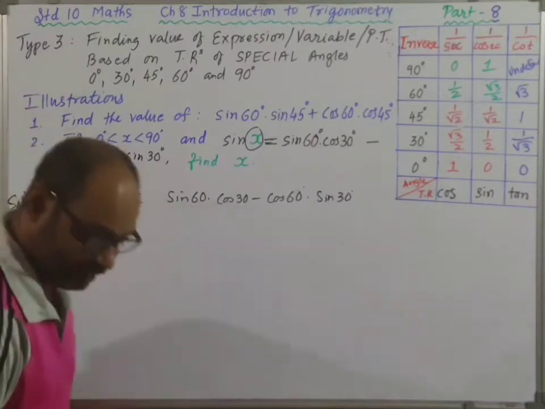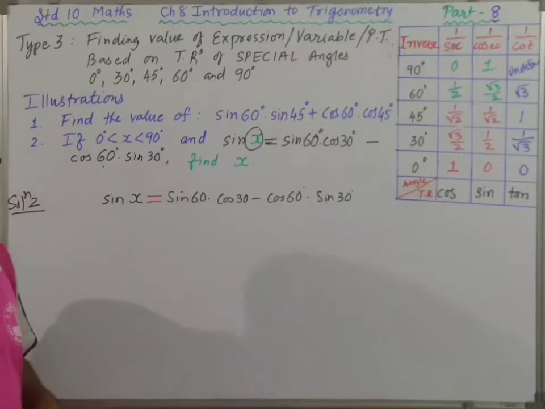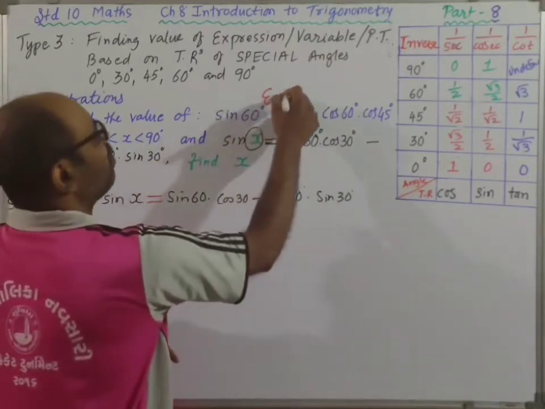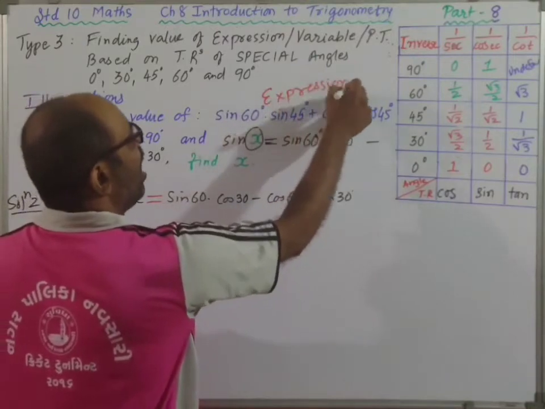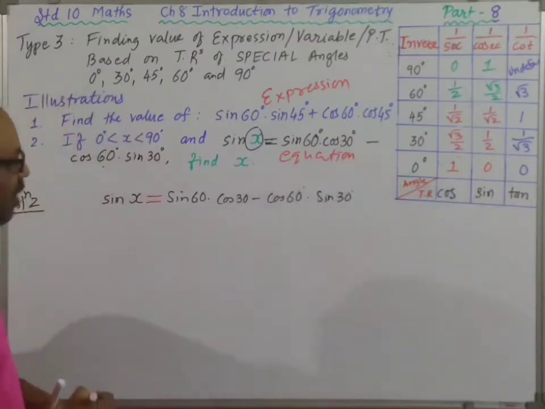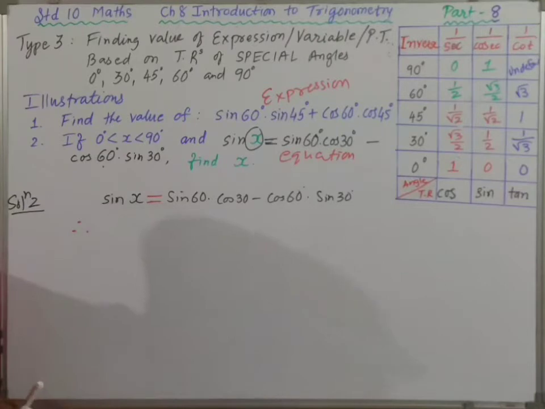Children, this is an equation here. Equal to is there. Earlier it was just an expression. That was an expression, and now we have an equation. When there is an equation, an indicator will keep moving along here. Which indicator?